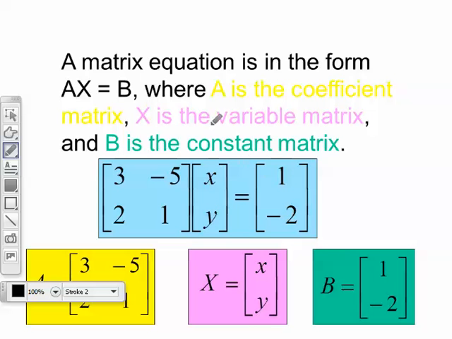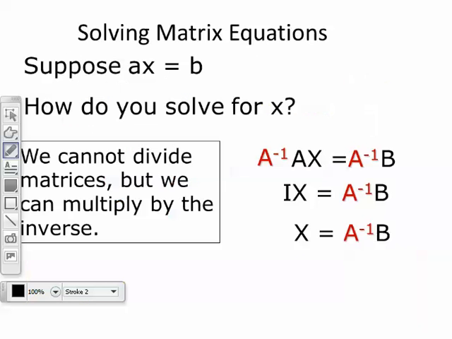A matrix equation is the form AX equals B, where A is the coefficient, X is the variable, and B is the constant. So, in this particular situation, we've got X and Y's. Everyone see how we've got A, we've got X, and we've got B. Those are the three different matrices that we get out of this matrix equation right here. We got the matrix A, we got the matrix X, we got the matrix B. Going forward, how do we solve them?